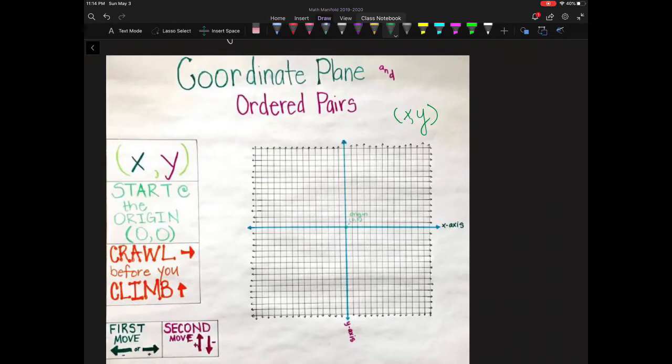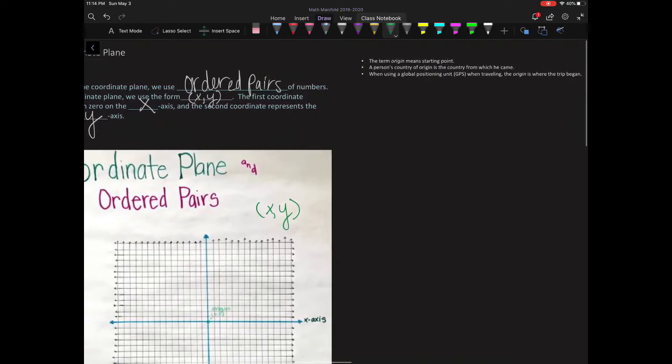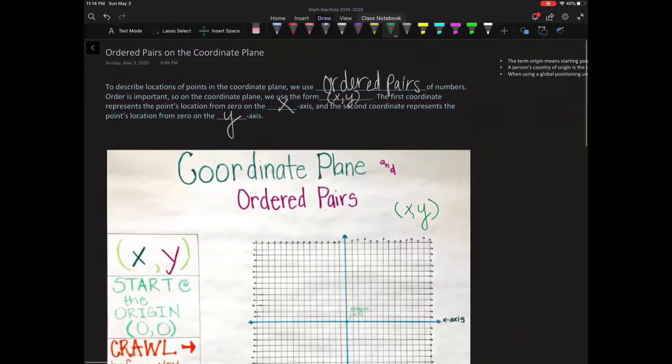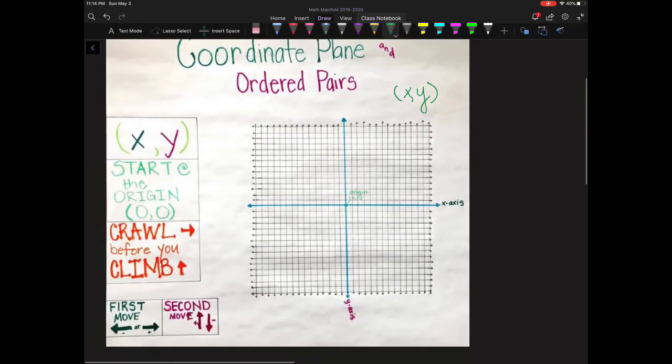We have 4 quadrants that go around our origin. Oh, some neat little facts. The term origin means starting point. A person's country of origin is the country from which they came. And then when we use GPS when traveling, the origin is always wherever you start your trip. So just some fun facts for the word origin.